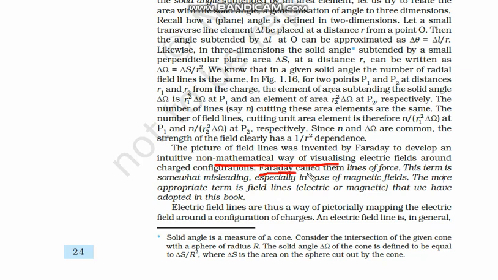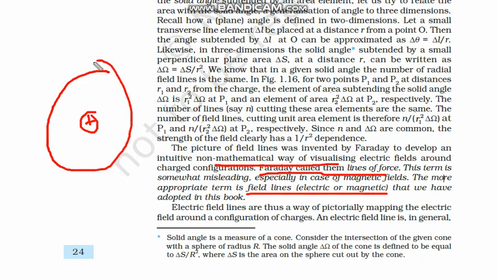What did Faraday call them? Field lines of force, but this term is somewhat misleading, especially in case of magnetic fields. The more appropriate term is field lines, hence we use electric field lines or magnetic field lines. So again, if you understand this concept, this will help you in understanding the magnetic field lines as well. So in a way, you understand that from a positive charge, electric field lines go outward, and there are spheres.